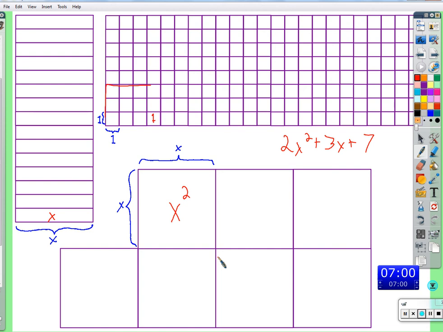Anybody else have any other ideas of how x times x times x could be represented? Two squares? Yeah. Well, two squares, this would be an x squared and this would be an x squared. Okay? Half of one square would be x times x times x? 1.5 squares? Yeah. 1.5 squares.